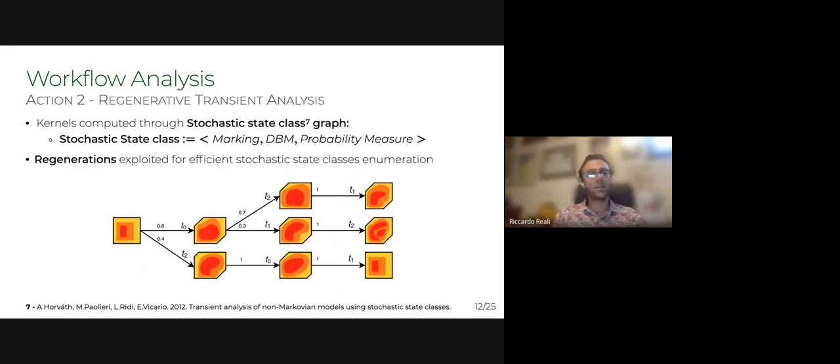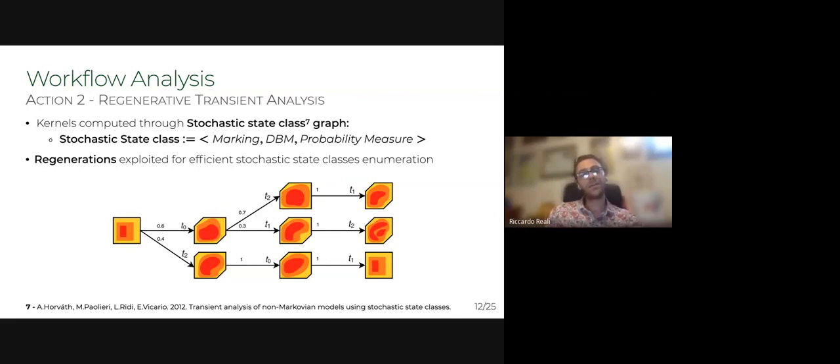Kernels are efficiently evaluated through the method of stochastic state classes, where a stochastic state class is one of those state classes computed with the non-deterministic analysis, where every set of feasible behavior is here associated with a probability measure. In particular, a stochastic state class encodes a marking, a time joint domain, and the distribution of the active timers after a specific sequence of transition firings.